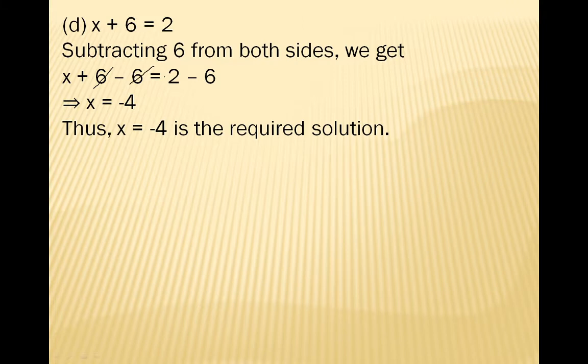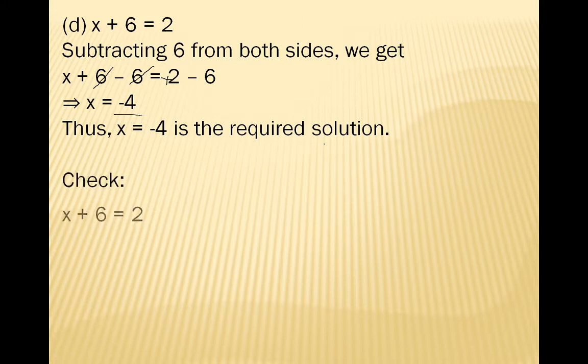How did it become negative 4? The 2 carries a positive sign and the 6 a negative sign, and both signs are different, so we have to subtract them. So 6 minus 2 gives us 4. But 6 is the bigger number and it carries the negative sign, so my answer is negative 4. So x is equal to negative 4 is the required solution.